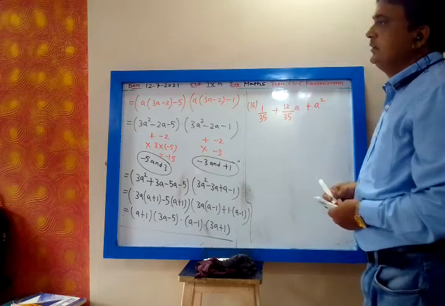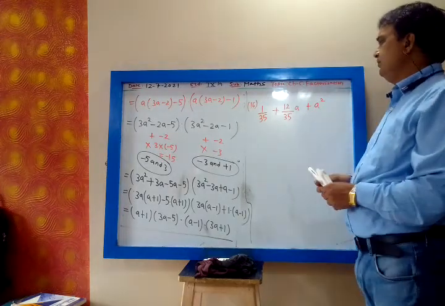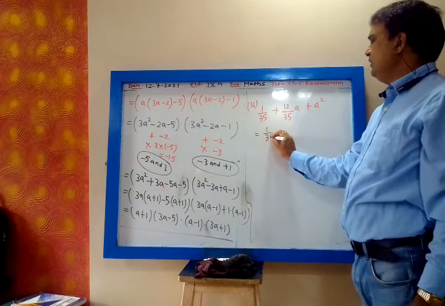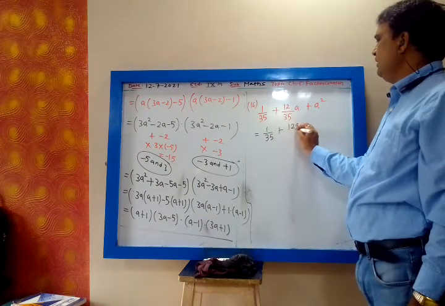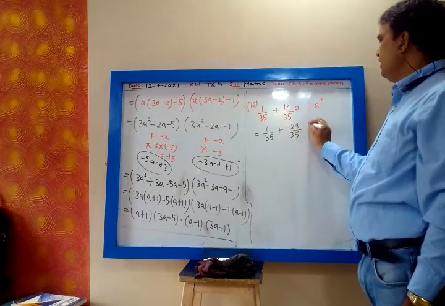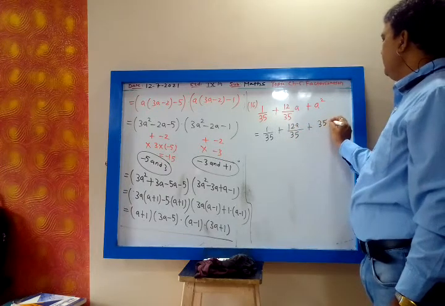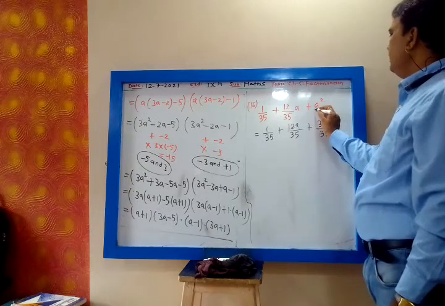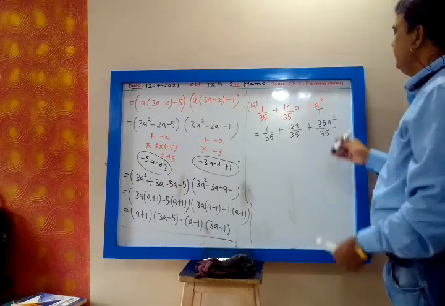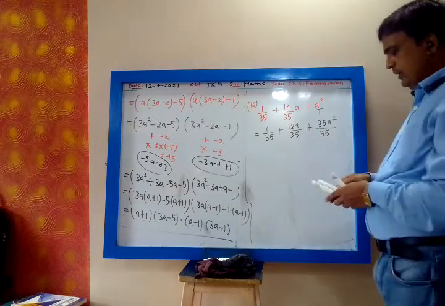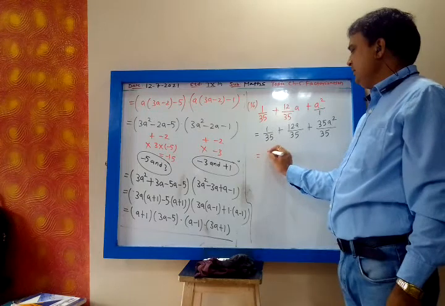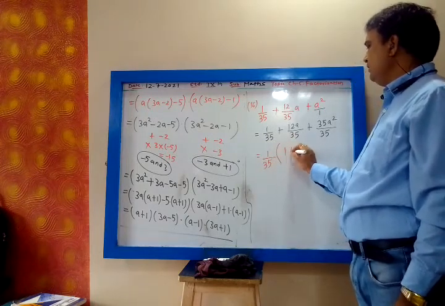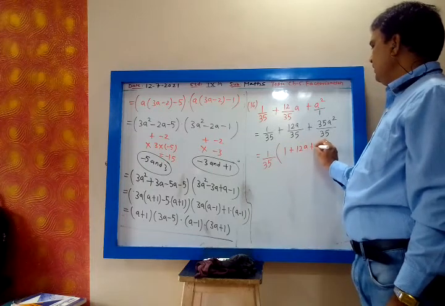Now the denominator is not the same, so I will make the denominator equal. 35 plus 12a upon 35. To make the denominator equal, I have to multiply by 35 in the numerator and multiply by 35 in the denominator. So a square you will write as a square upon 1, then multiply and divide by 35. Now the denominator is the same, so 1 upon 35 I can take common. Then what is left in the bracket? 1 plus 12a plus 35a square.